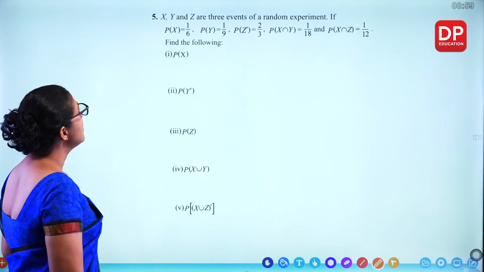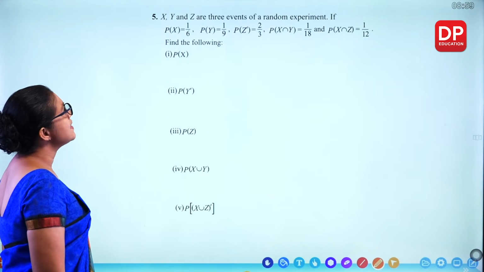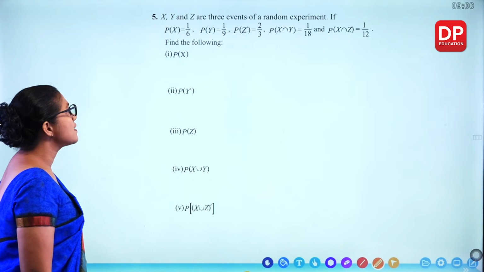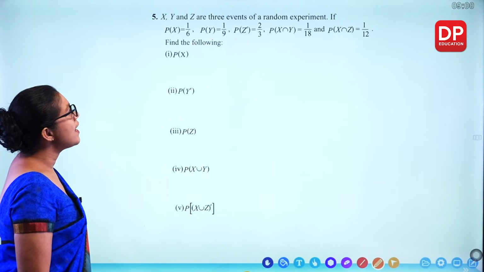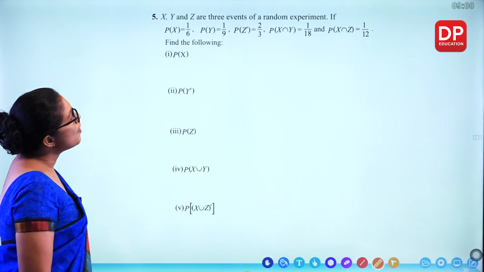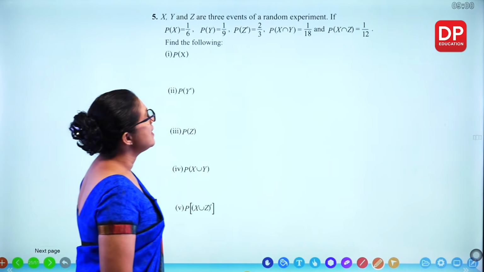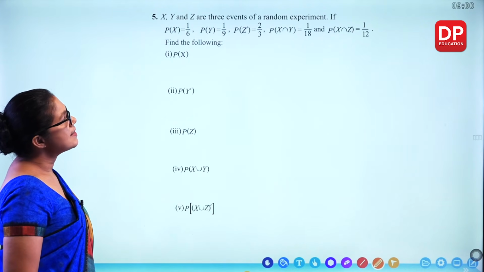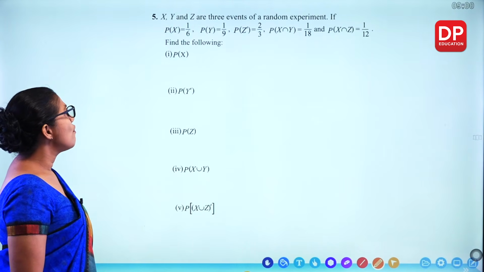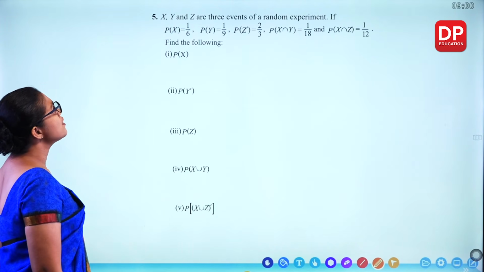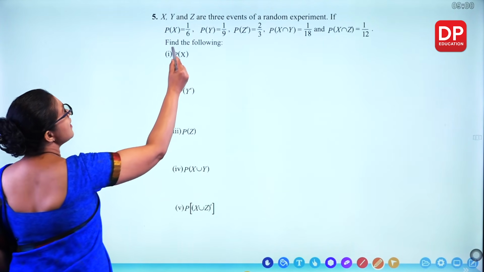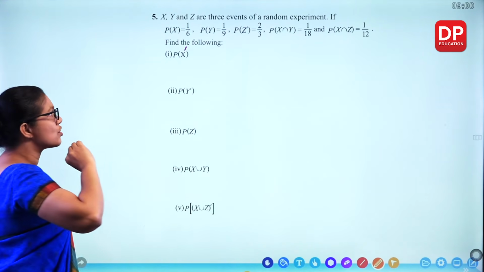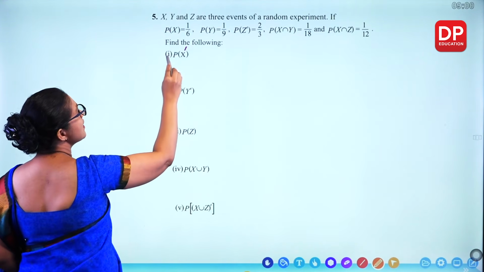Question number 5. X, Y and Z are three events of a random experiment. If probability of X is 1/6, probability of Y is 1/9 and probability of Z dash intersection is 1/18 and X and Z intersection is 1 over 12. Find the following. Probability of X. Here there's another mistake. This should be X dash because X is given.